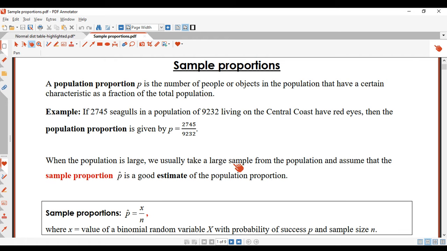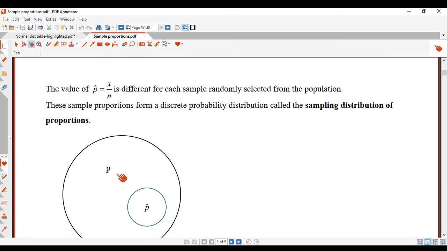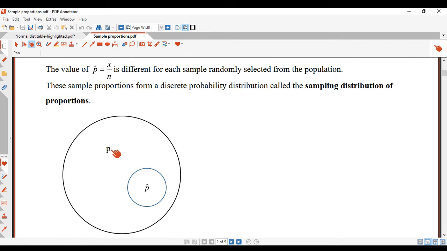Now, your sample, when you take it from the main population, is P with a little hat on top of it. Just imagine P is the whole population. So what you're doing is taking a sample of the population. And that's the symbol we use for that, P with a little hat.